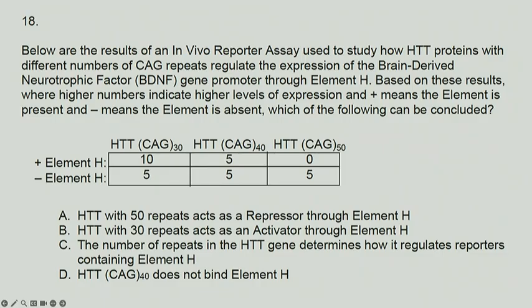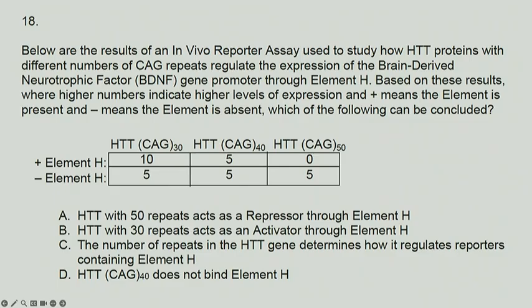The number of repeats in the Huntington gene determines how it regulates reporters containing element H. Yes, right? So we see different effects depending on the number of repeats. And then finally, the Huntington's 40 does not bind element H.